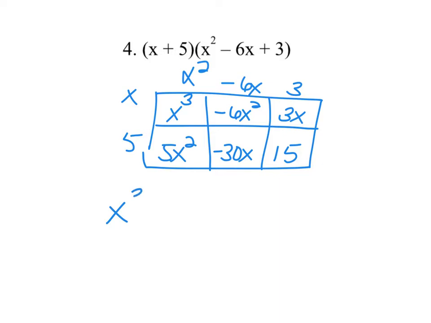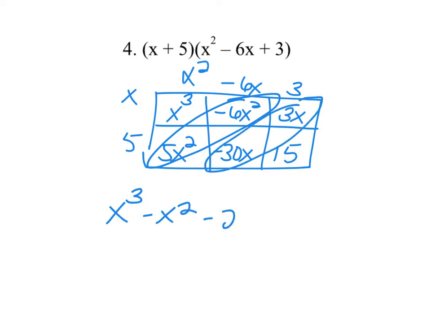The first term, x cubed, has nothing that's the same, so it's done. The diagonal here is like terms, so I get negative x squared. This diagonal is like as well, so I get negative 27x, and positive 15 does not match anyone, so it stays the same.